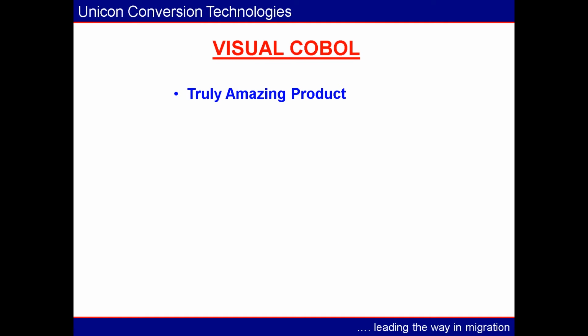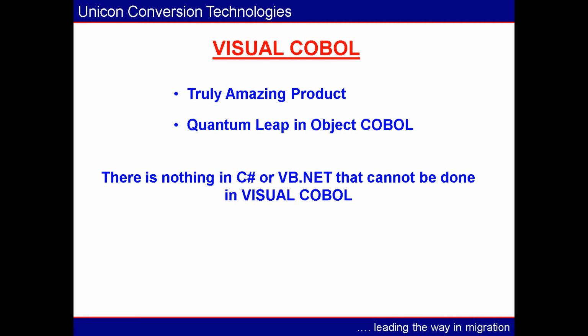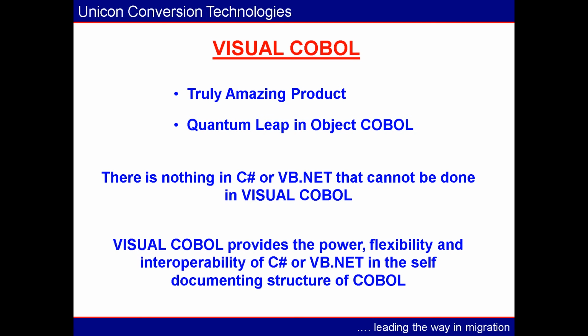Visual COBOL is a truly amazing product. It is a quantum leap in object COBOL. There is nothing in C# or VB.NET that cannot be done in Visual COBOL. Visual COBOL provides the power, flexibility, and interoperability of C# and VB.NET in the self-documenting structure of COBOL.